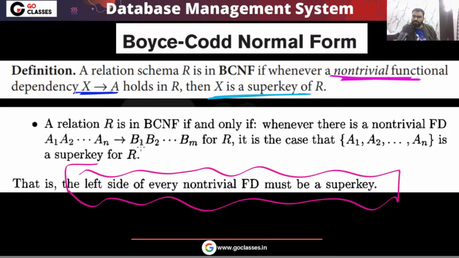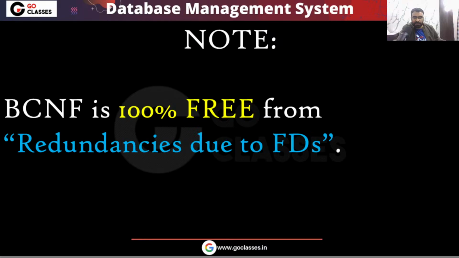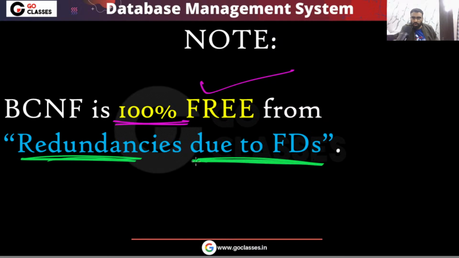Do you agree? Very simple point. So I am telling you that BCNF is 100% free from redundancy caused by FDs. In the BCNF, FDs can never create redundancy. BCNF has 0% redundancy created by FDs. So this is an important point: in the BCNF, functional dependencies cannot create redundancy. Maybe some other thing can create redundancy.